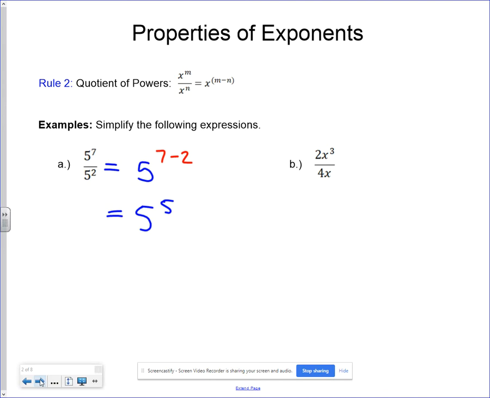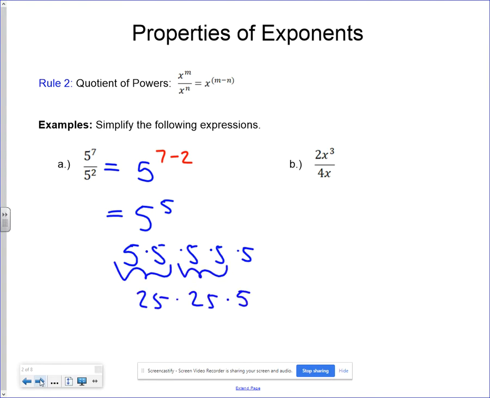So we're going to have 5 times 5 times 5 times 5 times 5. 5 times 5 is 25. 5 times 5 is 25. And then times another 5. I believe 25 times 25 is 625, times 5. So what is that?